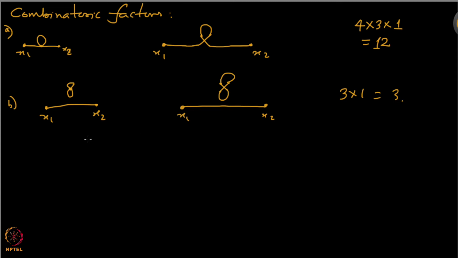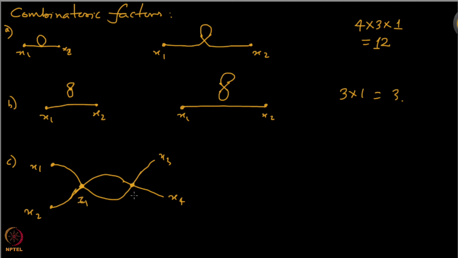Okay, let me give you a slightly more complicated example. Now, I want to look at 4-point function. So, you have x1, x2. Maybe I should first draw the diagram. So, I am looking at this one. So, there is a vertex here, there is a vertex here. Let us call it Z1, let us call this one Z2. So, this is the diagram for which I want to know the combinatoric factor.